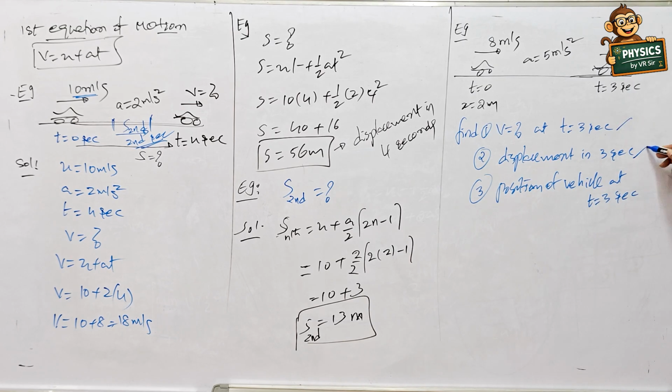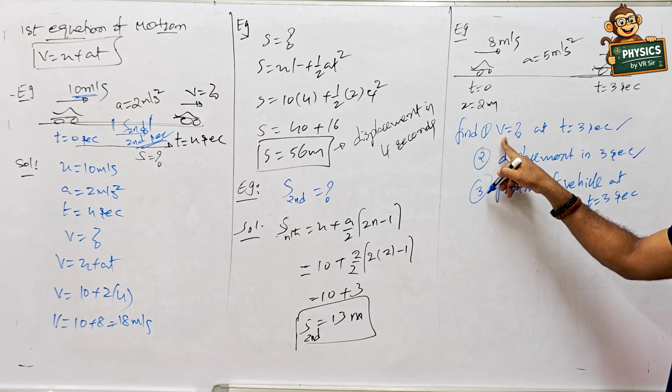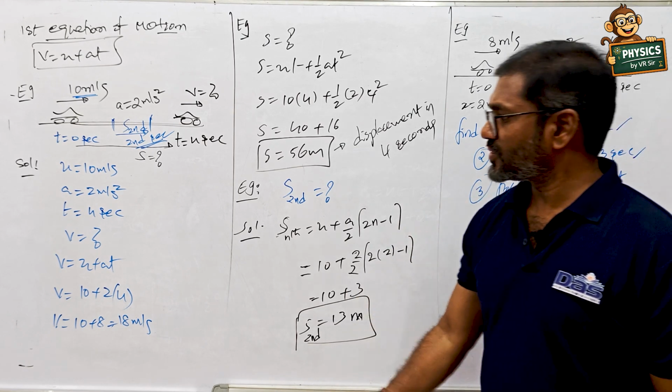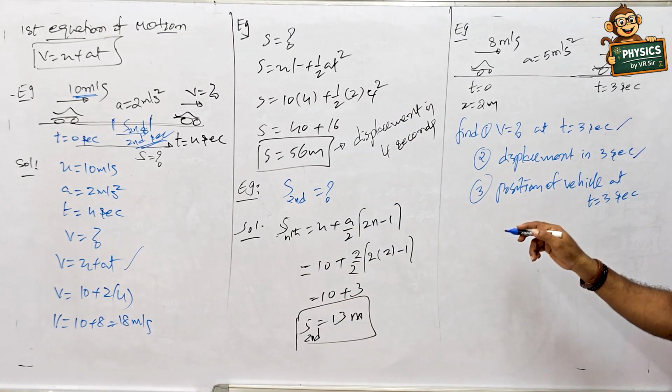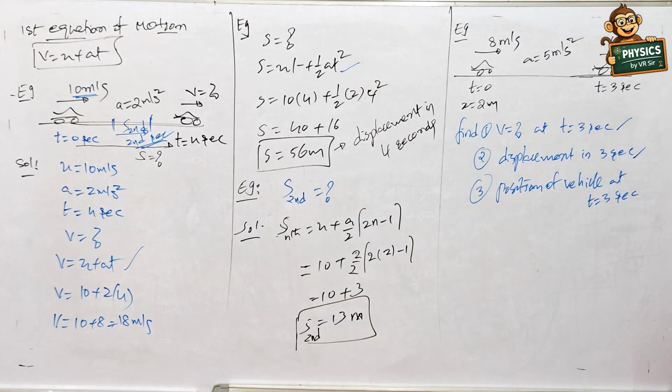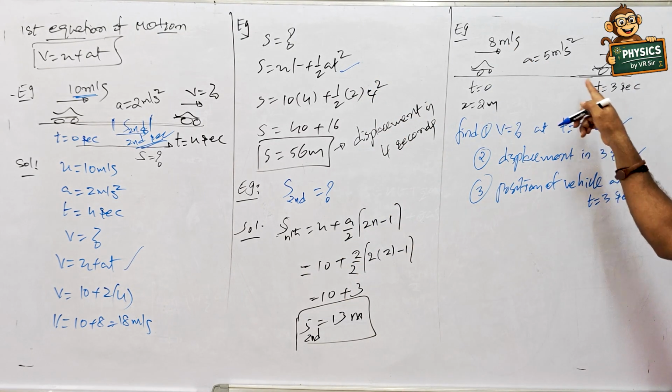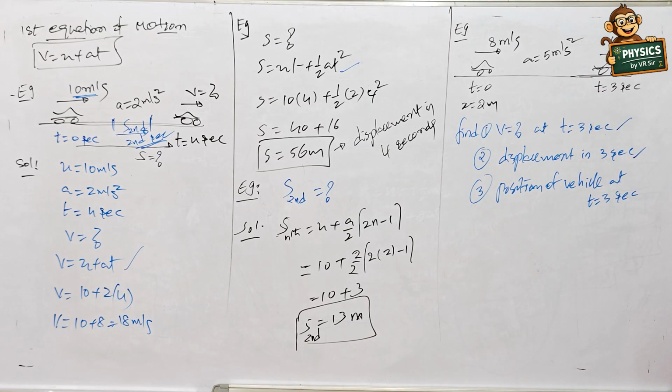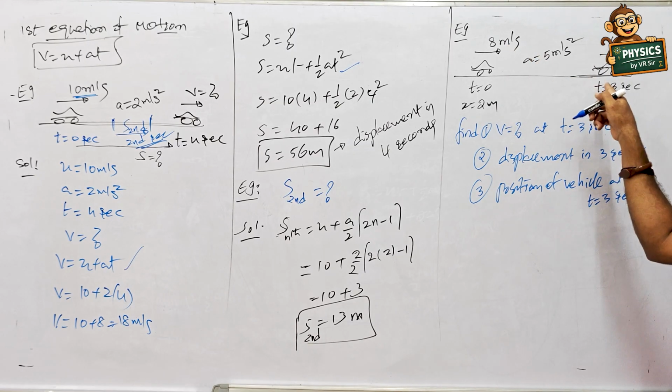Anyway, these two you can solve easily, right? How come? For velocity you can use the formula v is equivalent to u plus at. And for the displacement formula, you can use S is equivalent to ut plus half at square. And v is equivalent to u plus at.